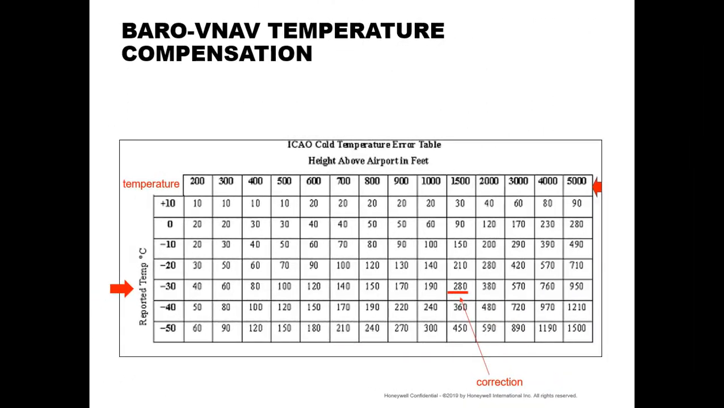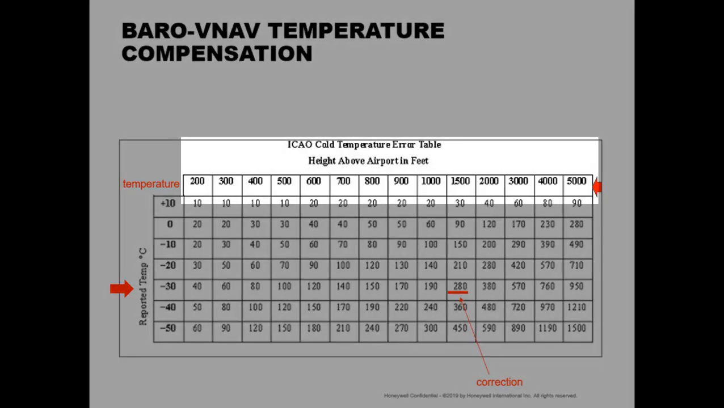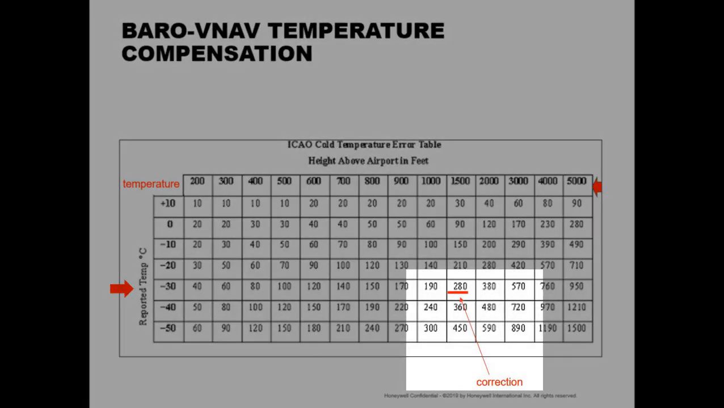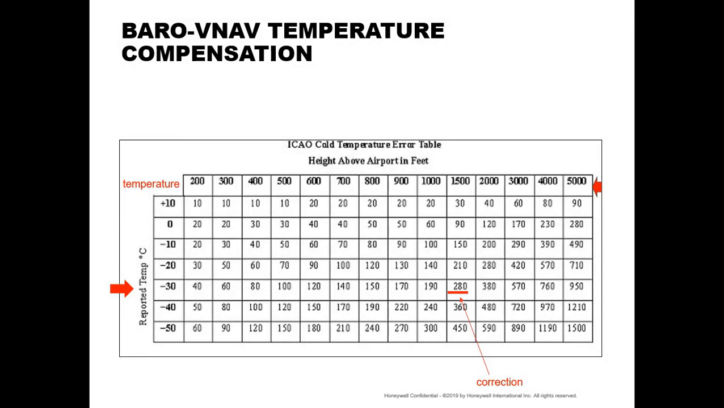Without a TempComp FMS function, pilots must consult the ICAO cold temperature error table in order to determine corrections for each altitude where there is a constraint, as shown in this illustration. From the current temperature, the pilot will reference the published altitude and read the correction number at the temperature and altitude intersection of the table. Needless to say, this additional step can add a significant workload to a usually high workload segment of the flight, the approach.